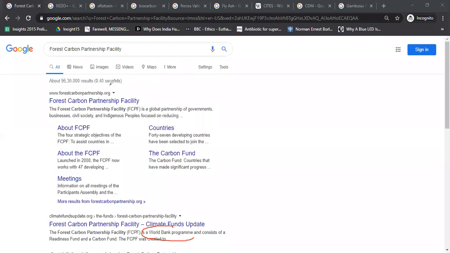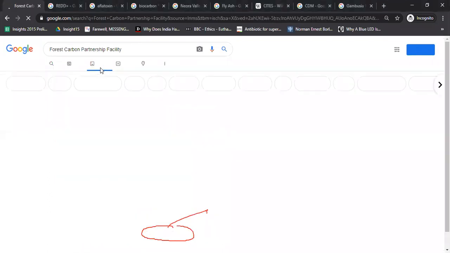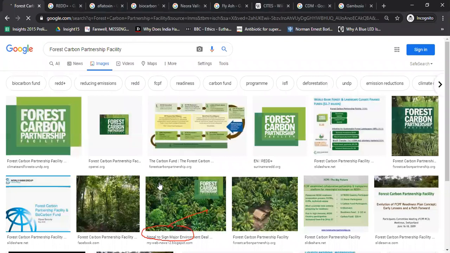Now, let's see if we can have some images. So this is what they're showing. Again, the Forest Carbon Partnership Facility provides funds to developing countries and not to individuals, but it does comprise individuals as well as different societies. Now let's go back.